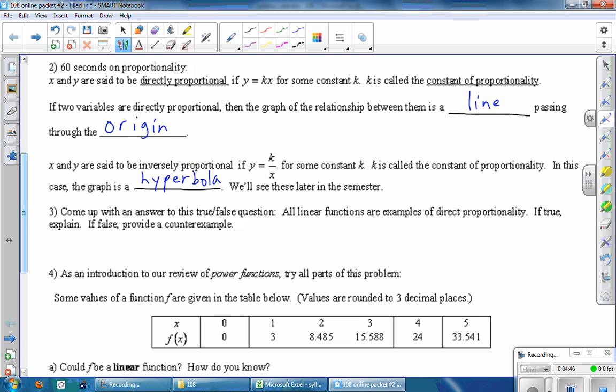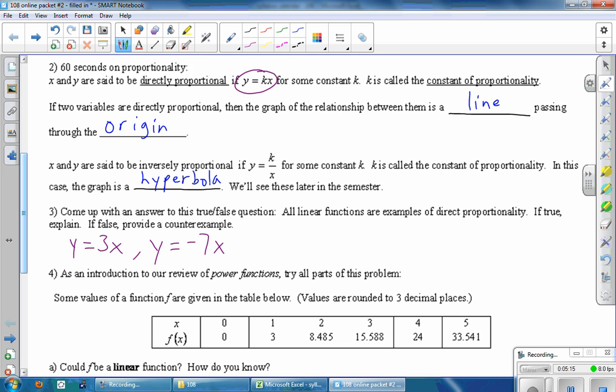Okay, so one way to think about answering this question is to just pick values of k and plug them into this y equals kx equation. So for example, y equals 3x, and y equals negative 7x. Those are examples of direct proportionality. And they're linear functions, and they work. They go through the origin and they're lines, and that's great. So those ones, yes, are examples of direct proportionality.